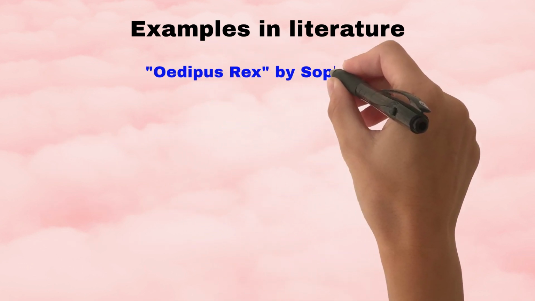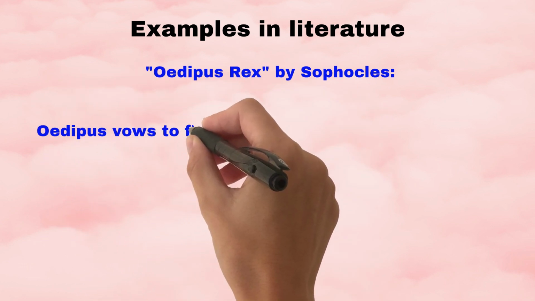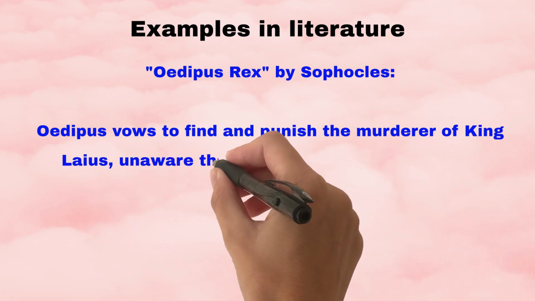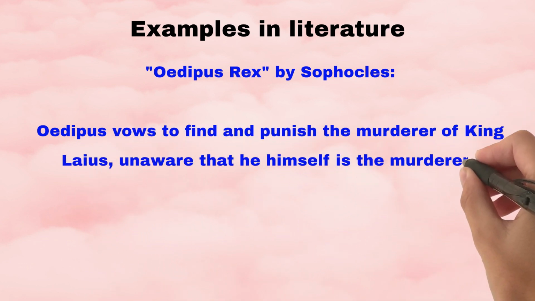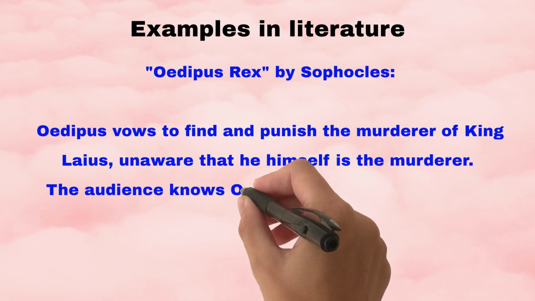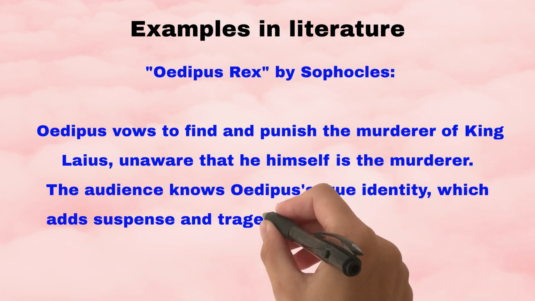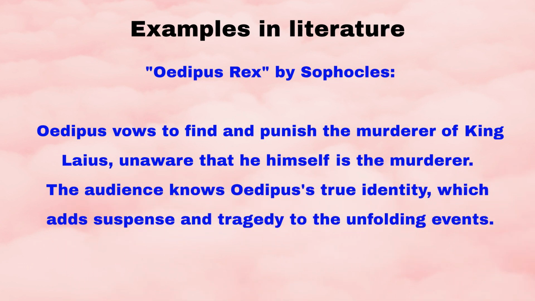Oedipus Rex, by Sophocles. Oedipus vows to find and punish the murderer of King Laius, unaware that he himself is the murderer. The audience knows Oedipus's true identity, which adds suspense and tragedy to the unfolding events.